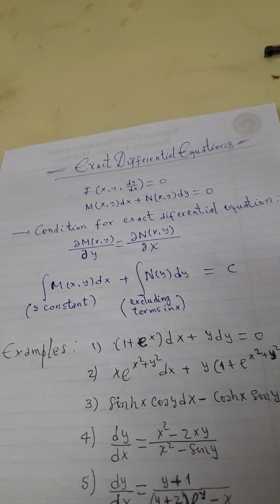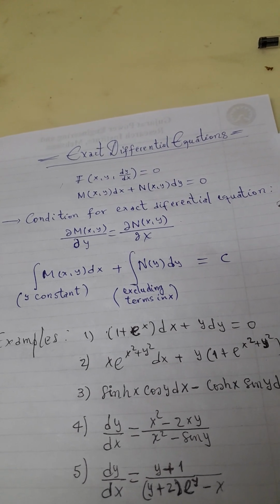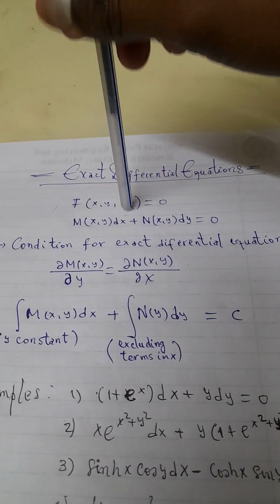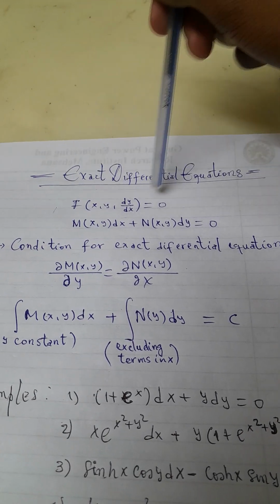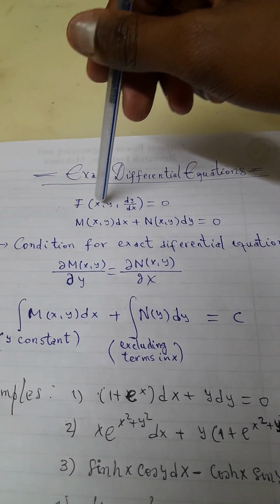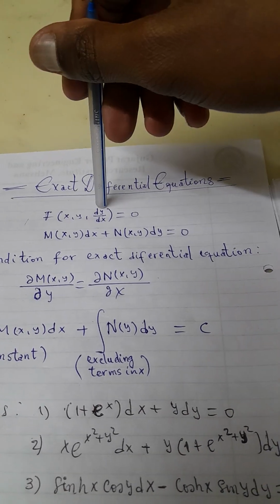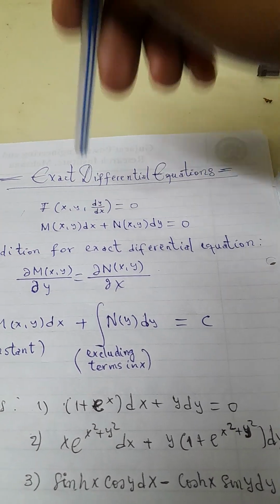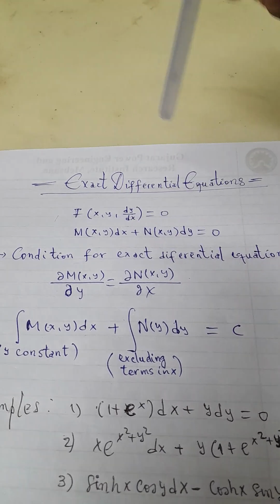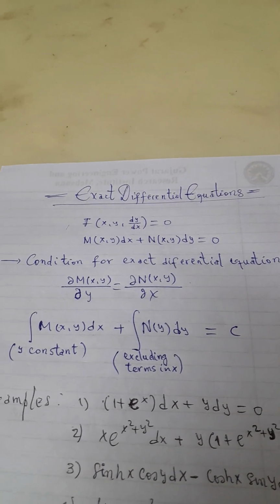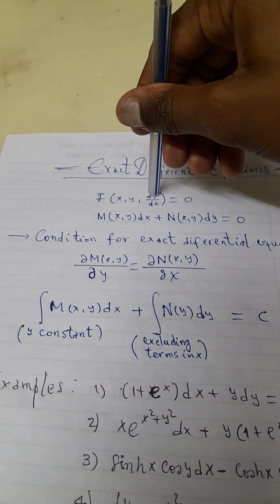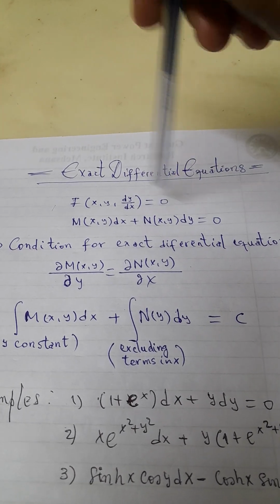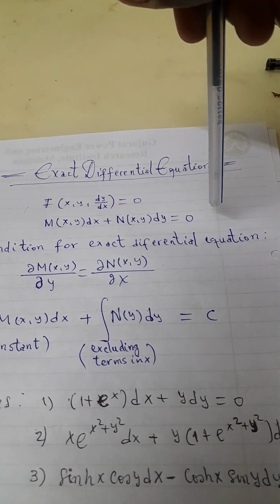For exact differential equations, what we have to understand first is that any differential equation of first order and first degree can be written in this form, f of x, y, and the differential of y with respect to x, where y is what we call the dependent variable and x is the independent variable. So we are finding the differential of y with respect to x. And this first order, first degree differential equation can be written in this form also.